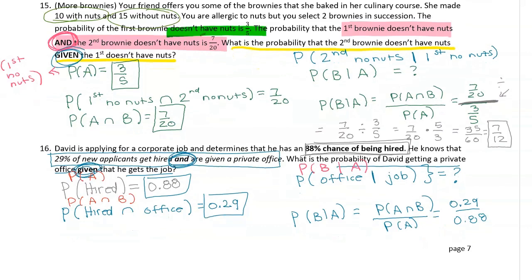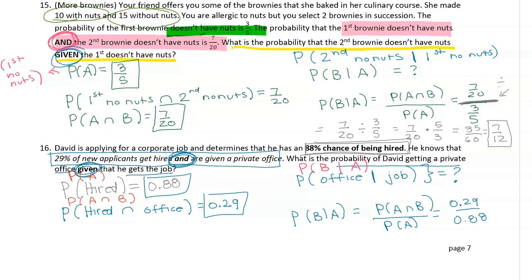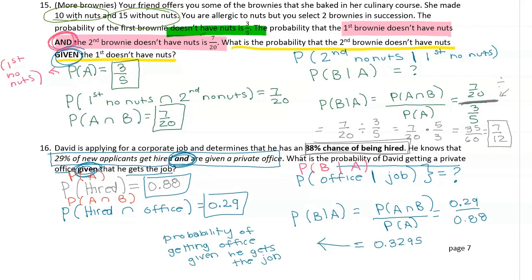Now, we can't leave this as a decimal in a fraction because that's mathematically awkward. So put that in your calculator and you get 0.3295. This is going to be the probability of getting an office given that he gets the job.